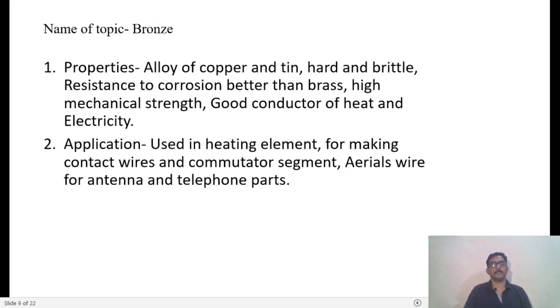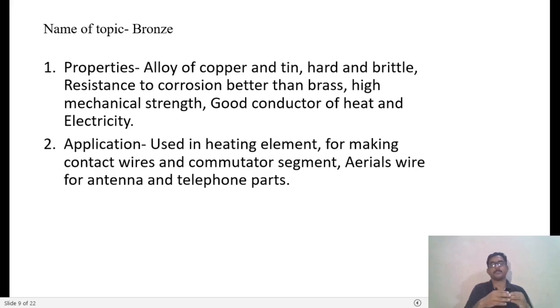Bronze. The properties of bronze are: it is an alloy of copper and tin. It is hard and brittle, has better resistance to corrosion than brass, high mechanical strength, and is a good conductor of heat and electricity. So applications are heating elements, making contact wires, and commutator segments. This commutator segment is used in DC motors.